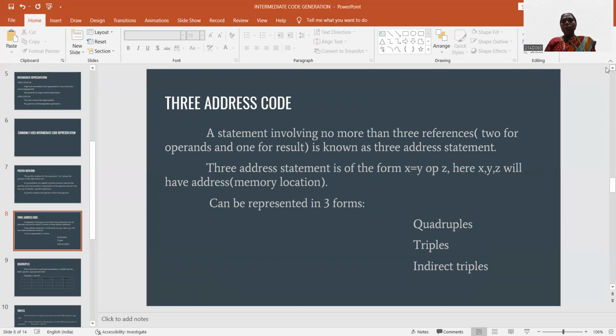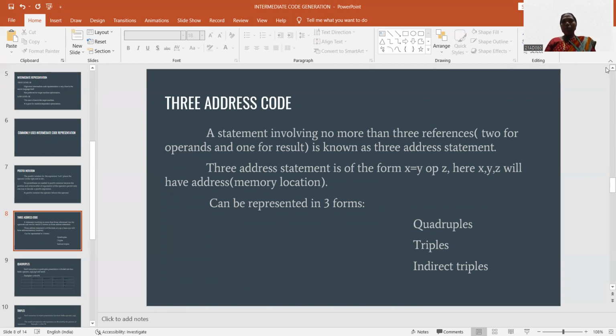A statement involving no more than three references, two for operands and one for the result, as I said. A three address statement is of the form x = y op z, where x, y, z will have address memory locations.